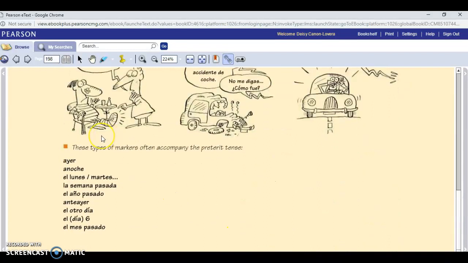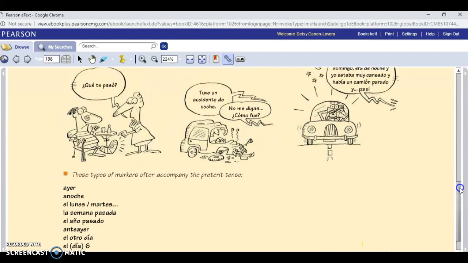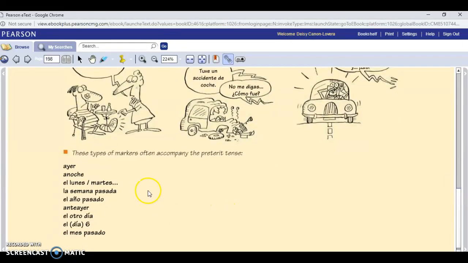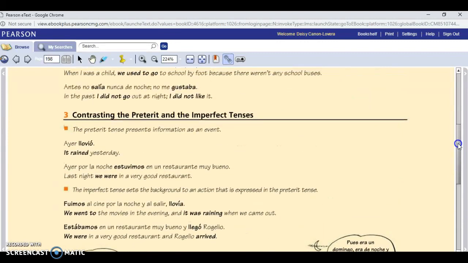So in Spanish, you will say ayer, anoche, el lunes o el martes pasado, la semana pasada, el año pasado, anteayer, or the day before yesterday, el otro día, el día 6 de septiembre de 2016, por ejemplo, o el mes pasado. So when you are going to express pretérito, most of the time you use these times or markers or time expressions to state or affirm that the action is done in the past and finished in the past.